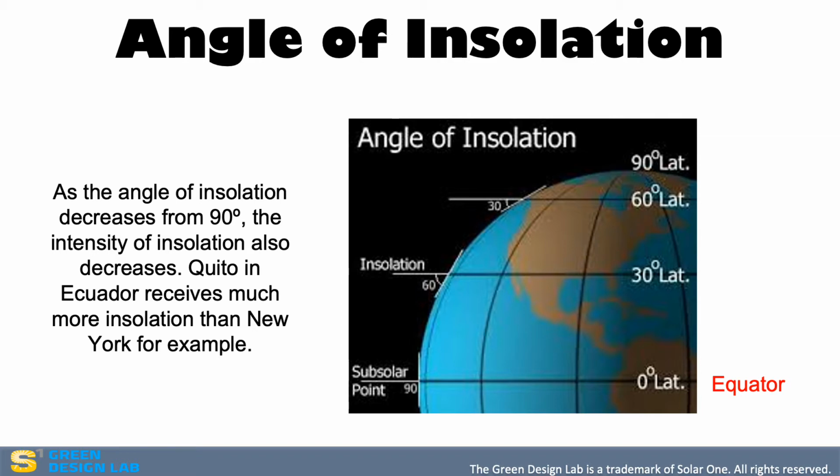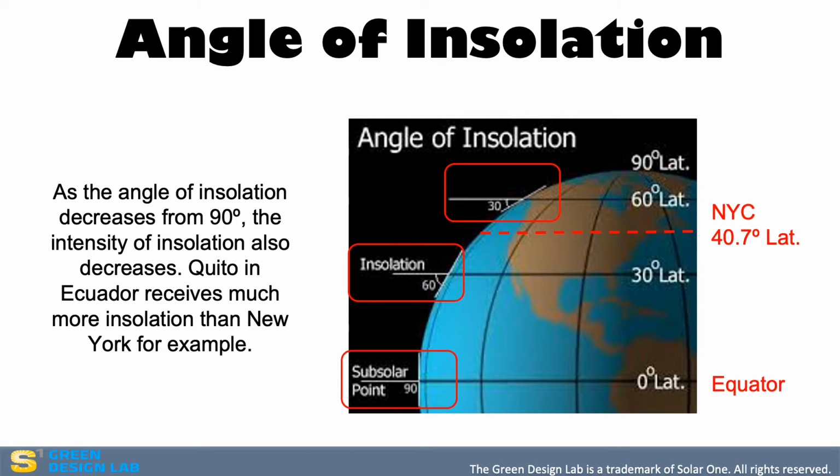As you move away from the equator, the angle of insolation decreases. Therefore, the amount of insolation also decreases. Locations on or near the equator receive much more insolation than places like New York that are further away. Here we see this image showing that the angle of insolation at the equator is 90 degrees, the zenith angle, while in further places with latitudes of 60 degrees north, the angle of insolation is much lower, at about 30 degrees, meaning there is significantly less insolation here than at the equator.